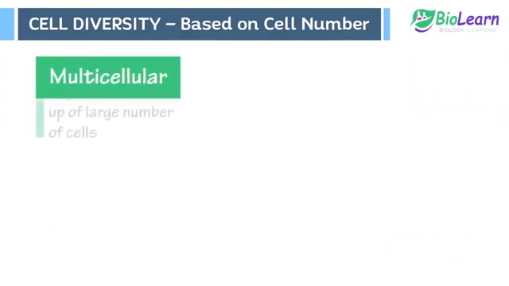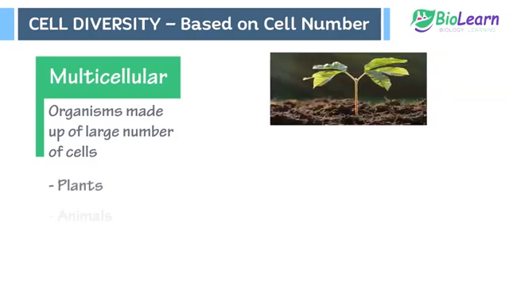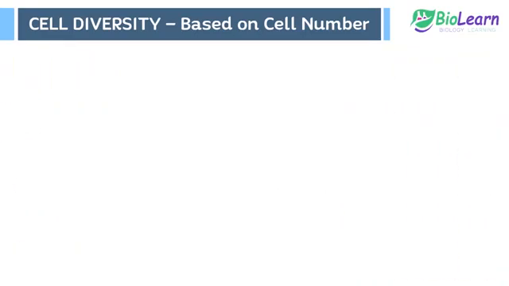Organisms made up of a large number of cells are called multicellular organisms. Different cells become specialized to perform different functions. For example, plants, animals, humans, and all higher organisms.